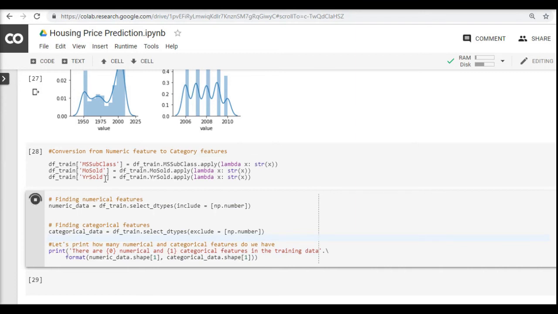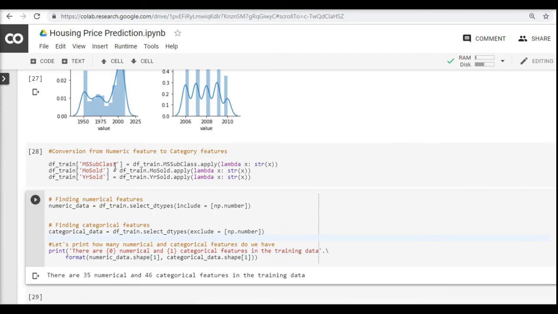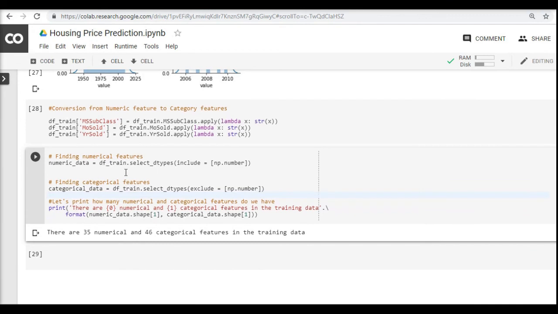So remember, before it was around 14 categorical features and there were 38 numerical features, but now that we have converted three numerical features into categorical, we have three less. So that's why we have 35 numerical and 46 categorical features.